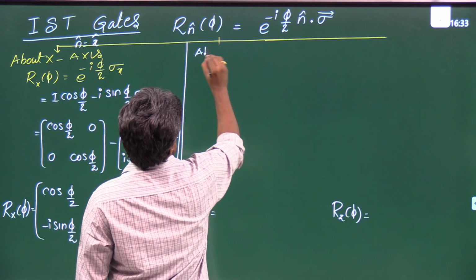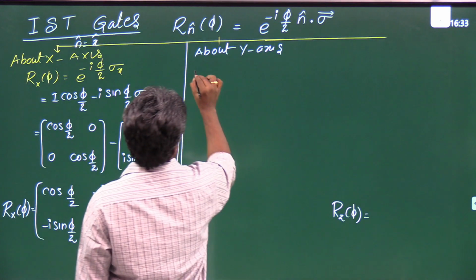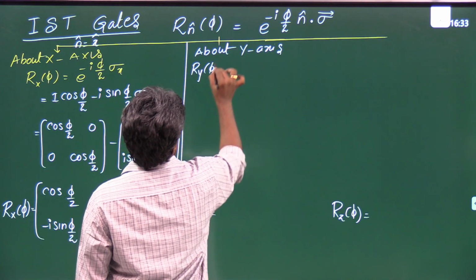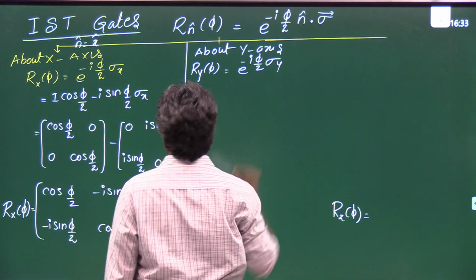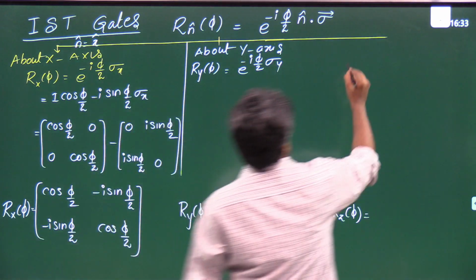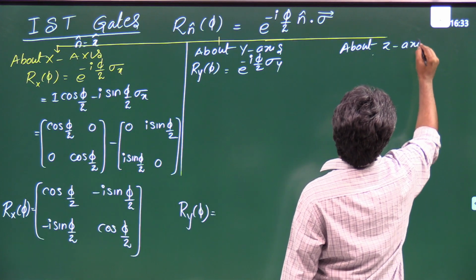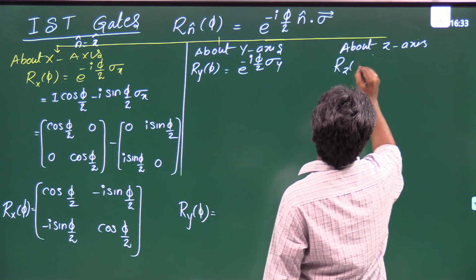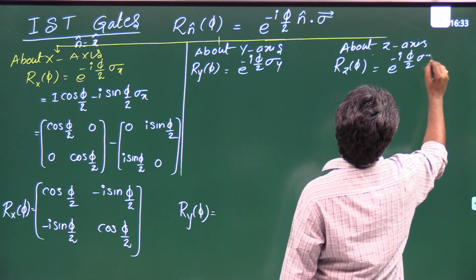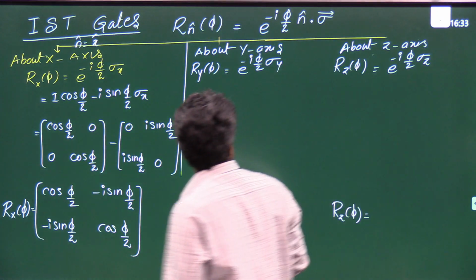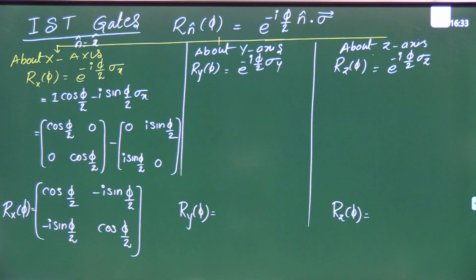Next, take about y-axis. Please do it yourself. You will get confidence. Ry of phi, that is e raised to minus i phi by 2 sigma y. And the next, about z-axis, that is Rz of phi, e raised to minus i phi by 2 sigma z. Please get those three rotational matrices.